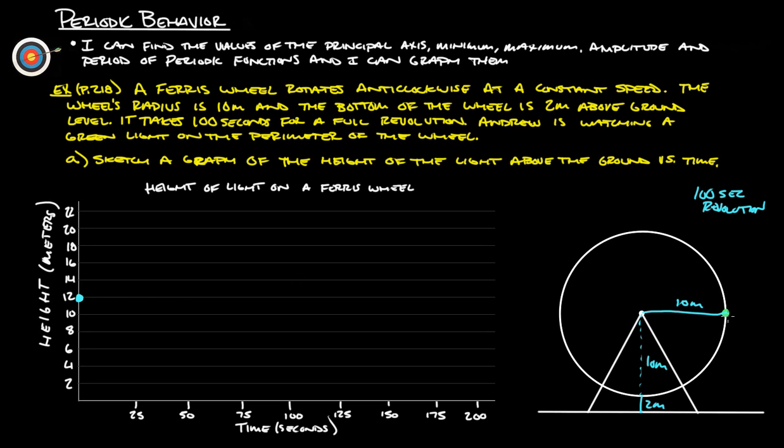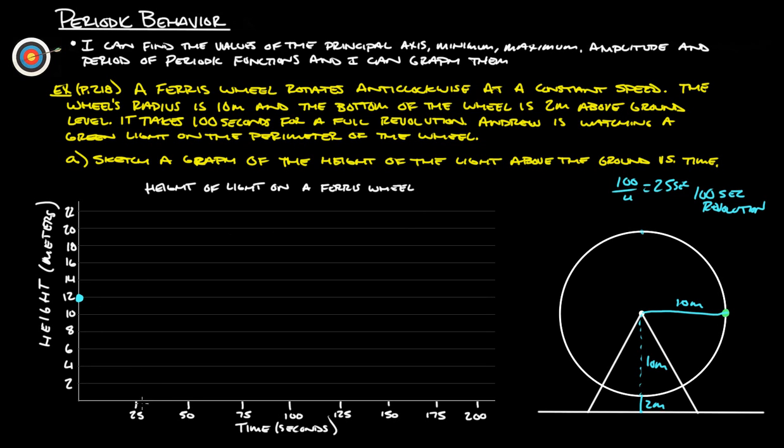Then we're going to go every 25 seconds, because it takes 100 seconds per revolution. If we go 25 seconds, that thing is going to go up here. 25 divided into 100 gives us 4, so it's 1/4 of the way around. Probably a better way would have been 100 divided by 4, and that gives us every 25 seconds a quarter rotation. So after 25 seconds, we are up here.